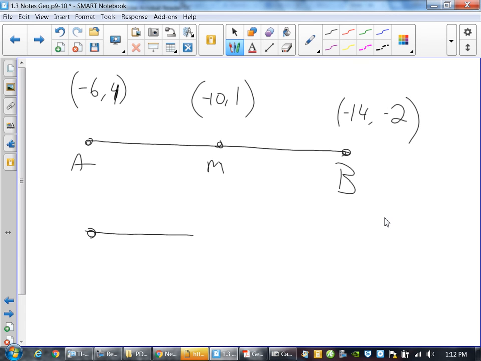Again, you're going to be given point A, you're going to be given a midpoint. Write this down and you'll remember it then.